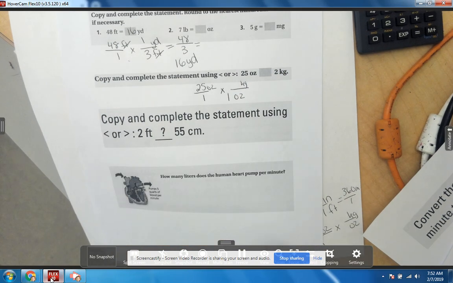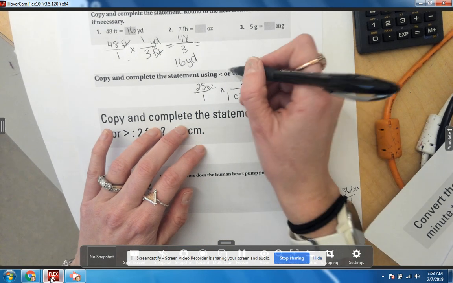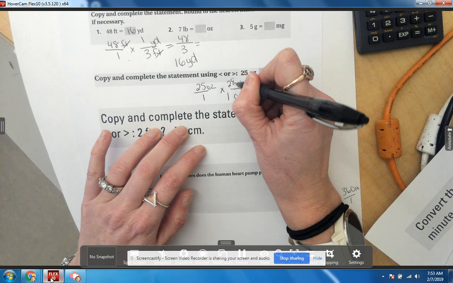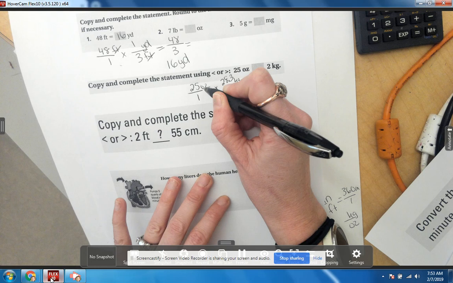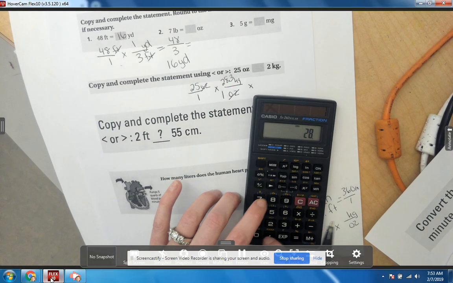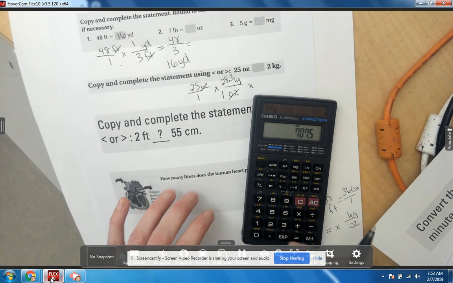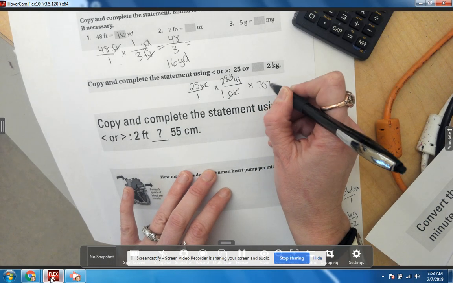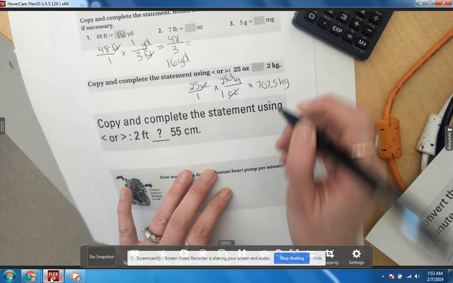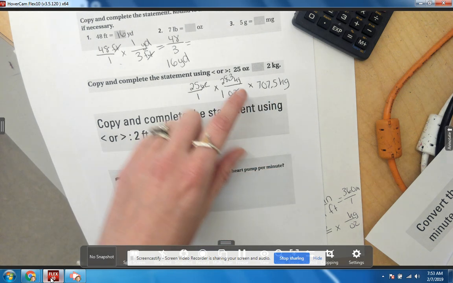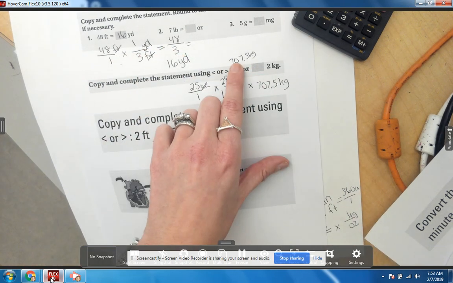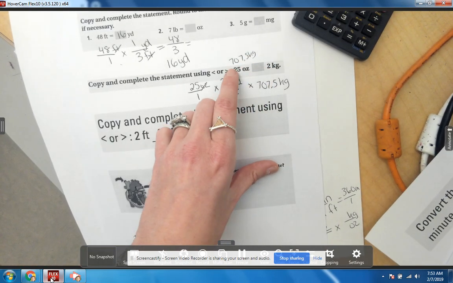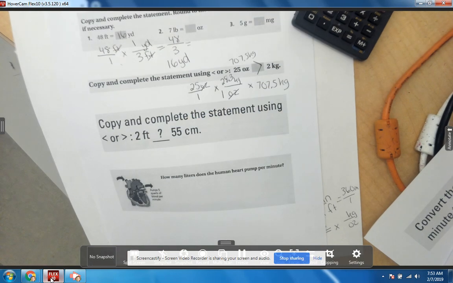It says 1 ounce is equal to 28.3 kilograms. Okay, copying this from the chart. So now I'm going to multiply this across. Ounces are going to disappear. To do this on my calculator, 28.3 times 25 equals, okay, so I have 707.5 kilograms. They're asking which one is bigger. So this is now 707.5 kilograms. So they're saying, is this bigger or is this bigger? They're both kilograms. So clearly the one with the bigger number would be the bigger answer.